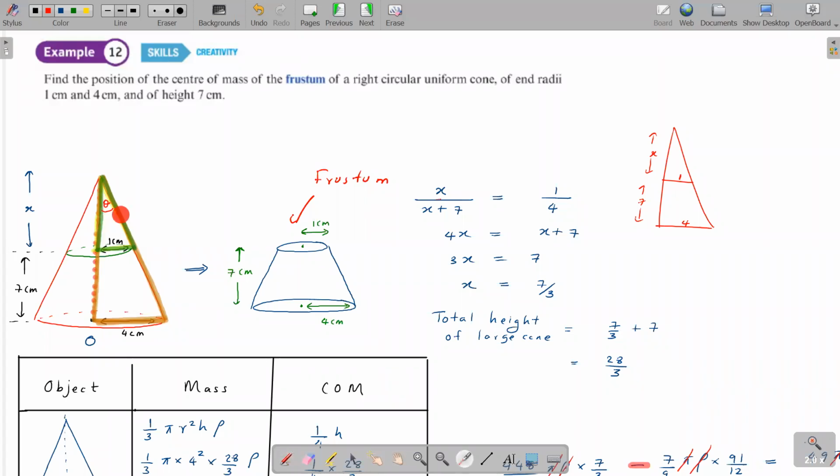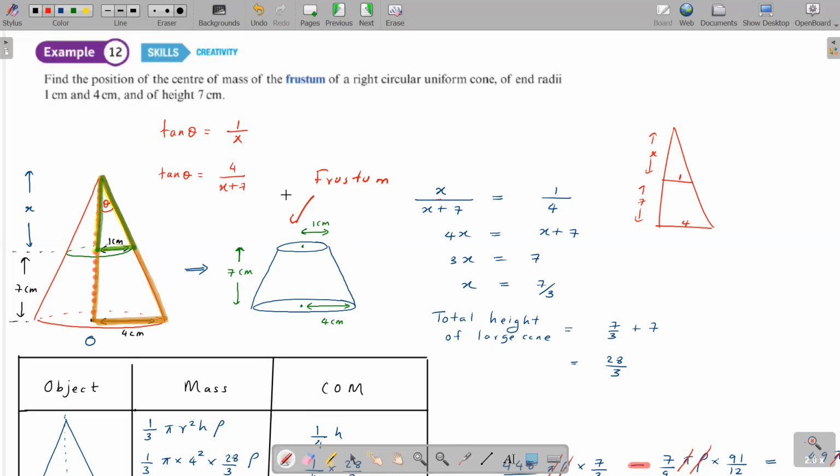There's a suggestion that we can even use the tan ratios. That's also correct, and it's another easier method. Tan theta is opposite over adjacent. So for the smaller triangle it's 1 over x, and for the larger triangle, tan theta is 4 over x plus 7. Because it's the same theta for both triangles, the tan theta ratio is constant.